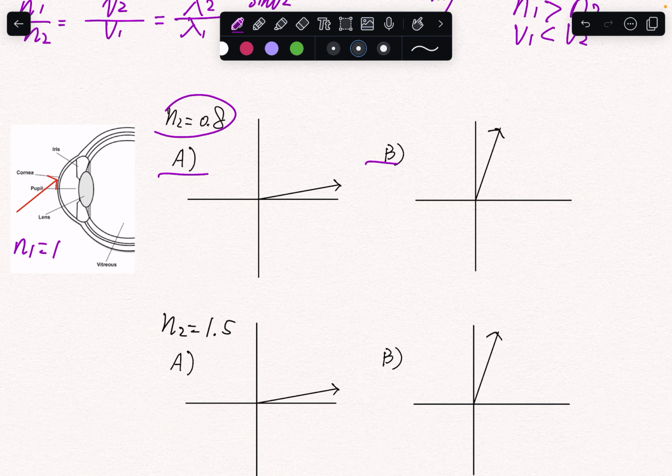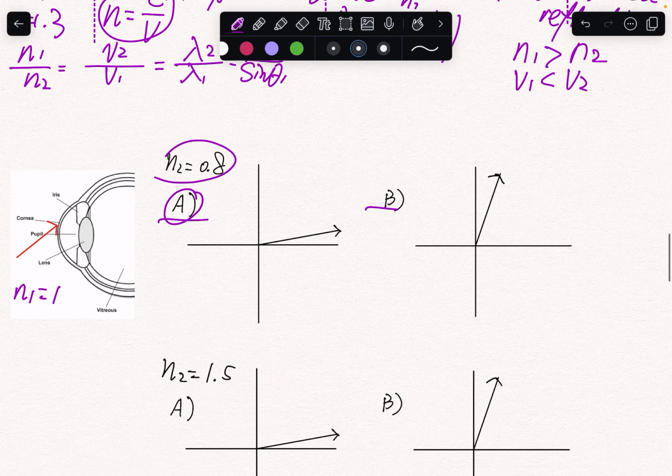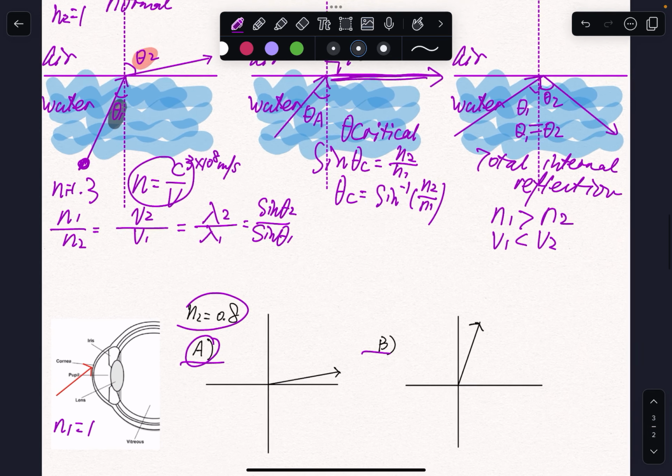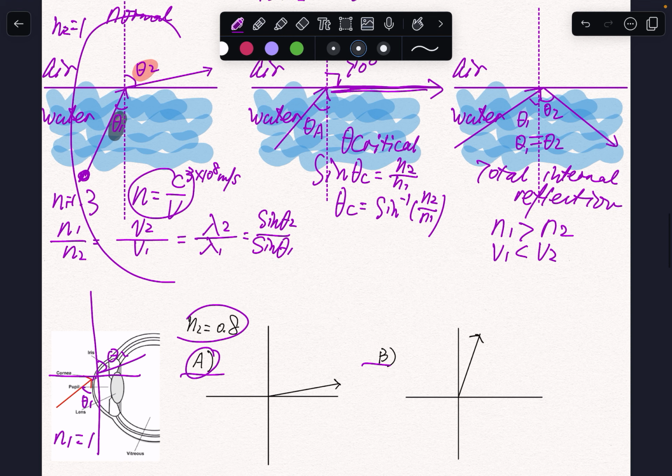So what do you guys think? Most students got tripped up and then they choose A. Why? Because according to what we learned in our physics class, you can see that this is theta 1, right? The angle of refraction. And then my theta 2 is this angle, right? My theta 2, which is the case that we show here, okay?